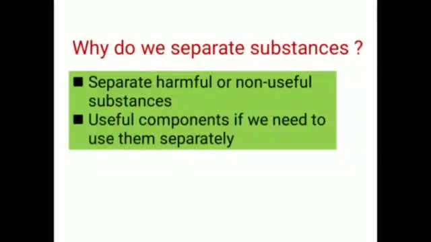Sometimes we separate even useful components if we need to use them separately, for example, churning milk to obtain butter. Here, after separating, both are useful components we get, so that time we need to use them separately. And the substances to be separated may be particles of different sizes. Sometimes both are in different colors, different materials. This may be solid, liquid, or even sometimes gases also.